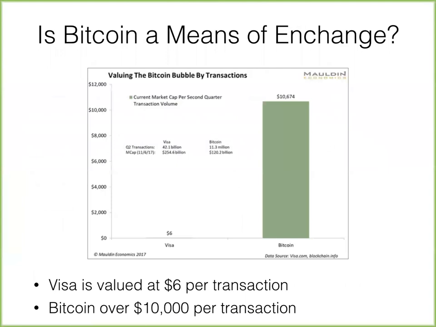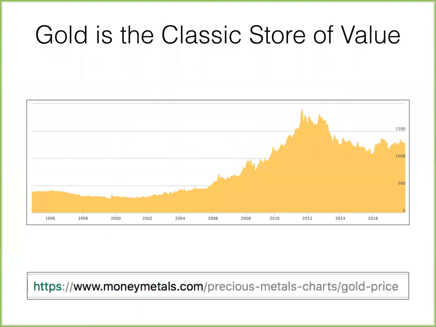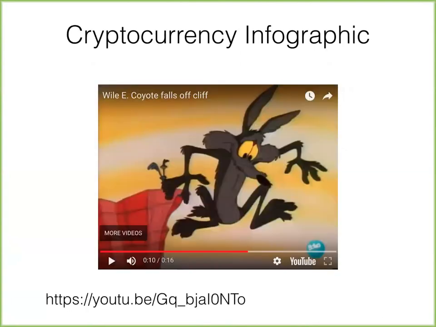You can make prototypes, and here's the medium of exchange, which is not. It's not a store of value. Gold is the classic store of value. And there's these initial coin offerings, almost all of which are used only to get original investors and scam them. And so this is something I learned as a kid. You can go some distance off the cliff before you fall. And that's what these bubbles are.